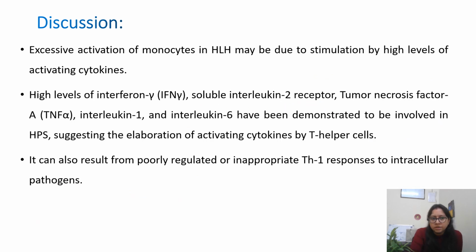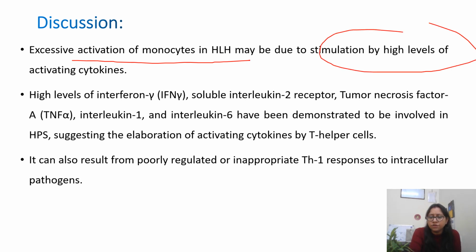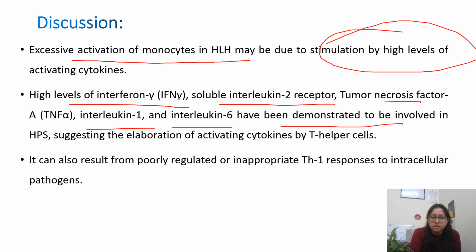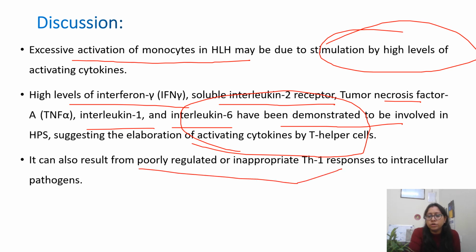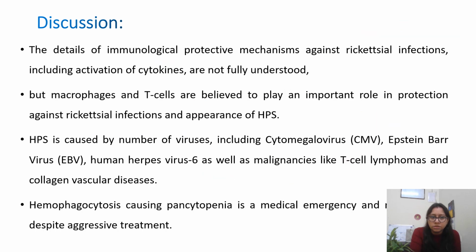So what happens here? There is excessive activation of monocytes in HLH, which may be due to stimulation by high levels of activating cytokines. High levels of interferon, soluble interleukin 2 receptor, tumor necrosis factor, interleukin 1 and interleukin 6 have been demonstrated to be involved in HPS. And there is elaboration of activating cytokines by the T helper cells. This entity can also result from a poorly regulated or inappropriate Th1 response to intracellular pathogens.